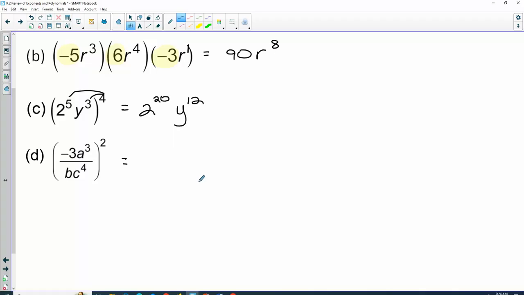All right. D. What do I have to do with my square? Distributed to all of them. What is negative 3 squared? Positive 9. It means negative 3 times negative 3, which becomes a positive 9. We would get a to the 6th power. On the bottom, this is just a b to the 1st, so it becomes b squared, and c to the 8th, because you're multiplying exponents.